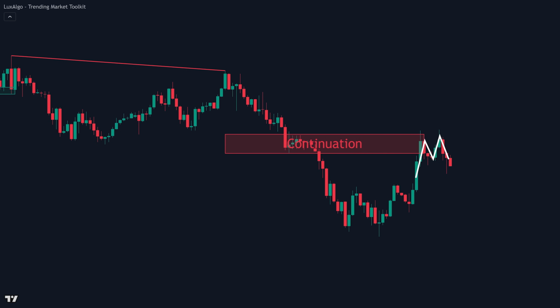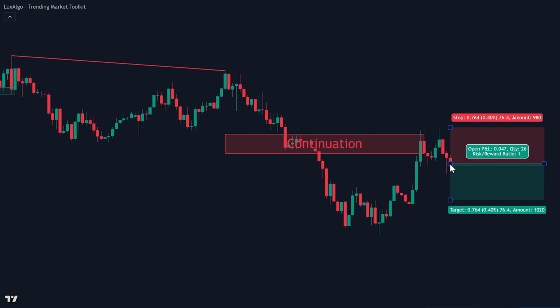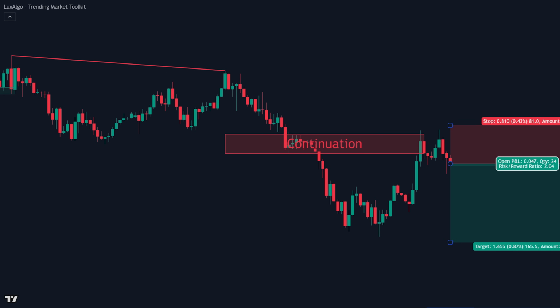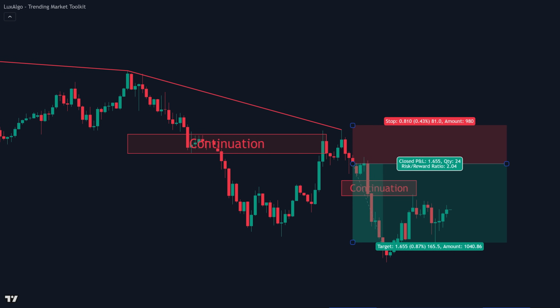Additional confirmation is the double top pattern, suggesting sellers are still in control. Once these rules are met, we enter a short position. We set our stop loss above the continuation zone. We aim for a risk-to-reward ratio of 1 to 2. Looking at the chart, you can see this trade ended up profitable.